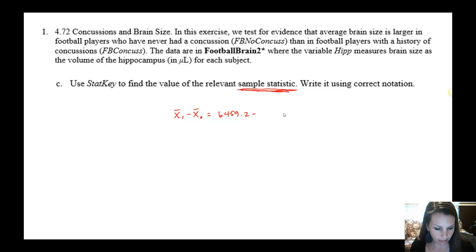6459.2 minus 5734.6. And if we do that subtraction, we end up with 724.6. So the correct notation for the sample statistic is this part, the x bar 1 minus x bar 2. And the value of the sample statistic that we're interested in is this part over here, the 724.6.